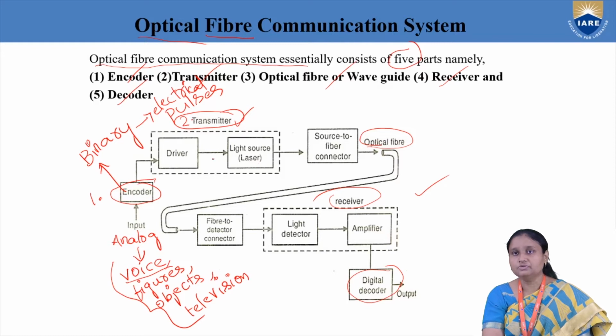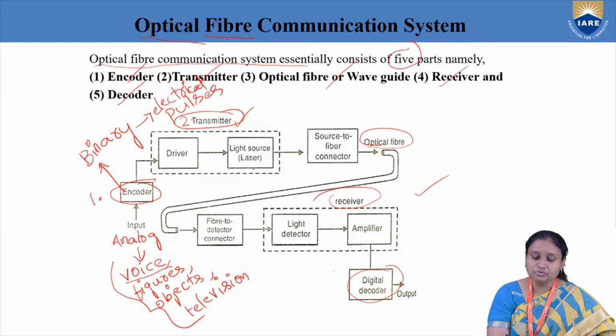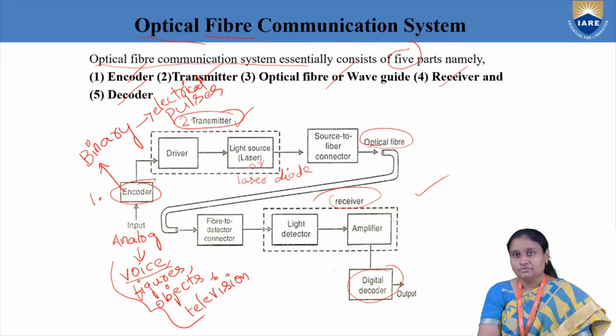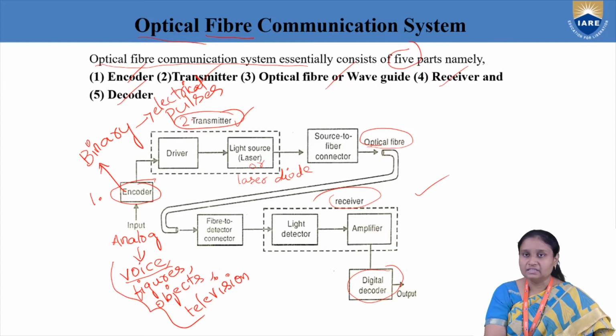Okay, it will put them into sequential form and then give them to the light source. Now, what is the role played by this light source? In the light source, we usually make use of a laser, or we can even make use of a laser diode. And what is the role played by the laser or laser diode? This laser source or laser diode will convert those electrical signals into optical signals. That is the role played by this light source.